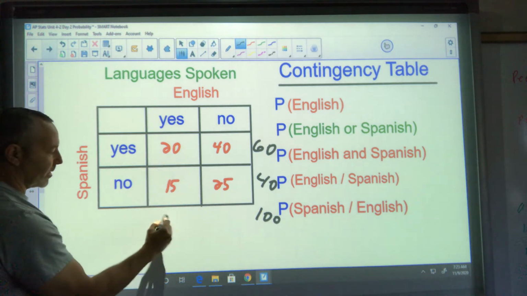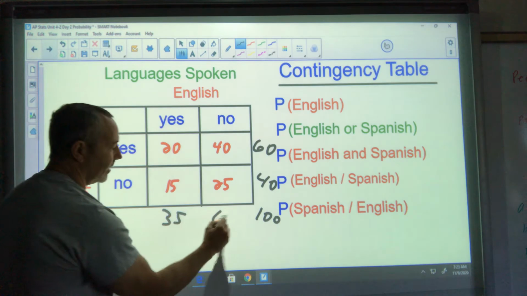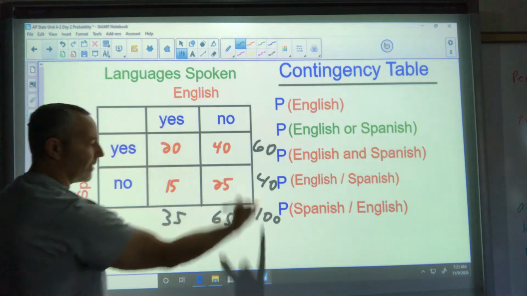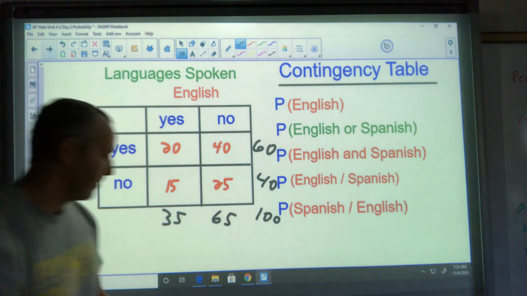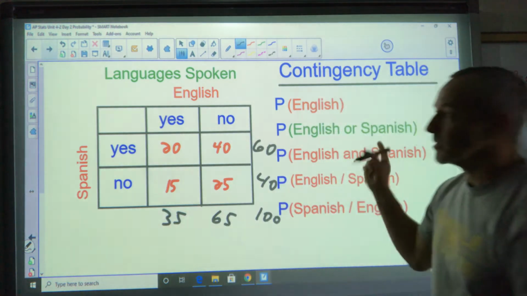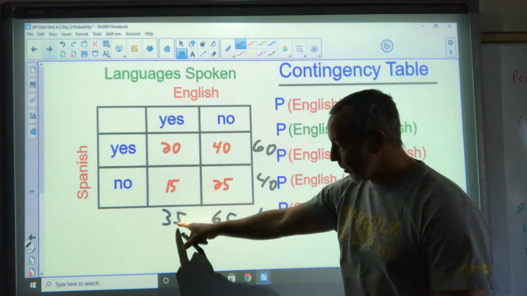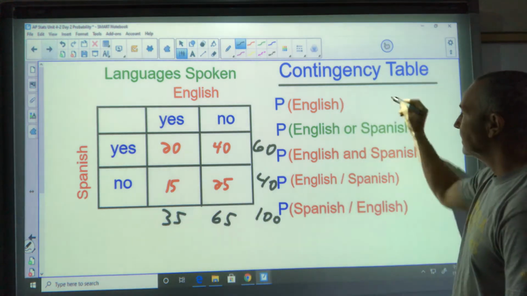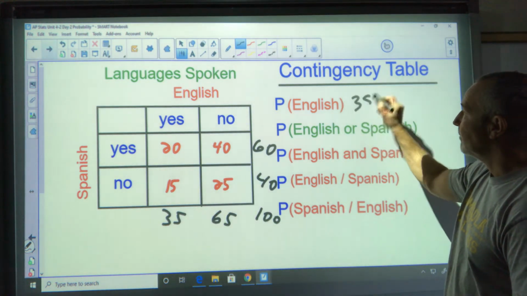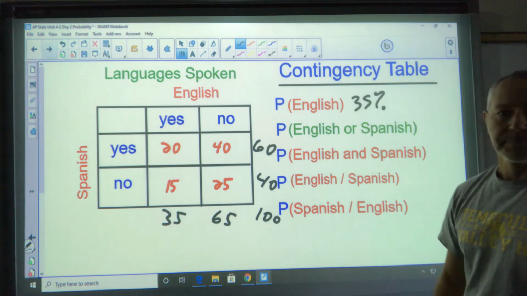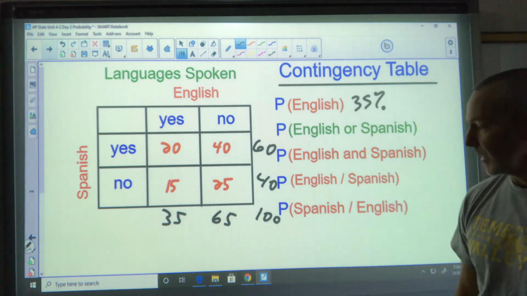Okay, so these are all going to be out of 100 except for when I give you a given one. This is going to be 35 here, and 65. Those should total 100, and that should total 100 as well. Okay, so here we go. English. Anyone English? There's 35 out of 100. I'll put 35%. It could be a fraction, reduced again, or a decimal.